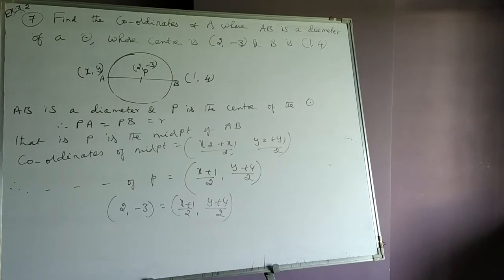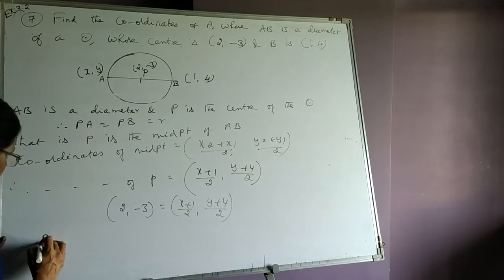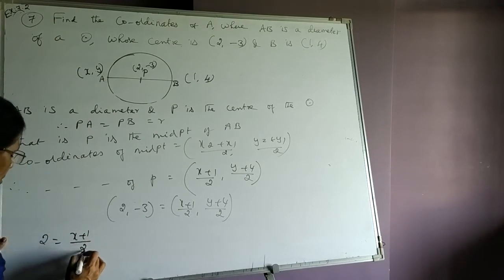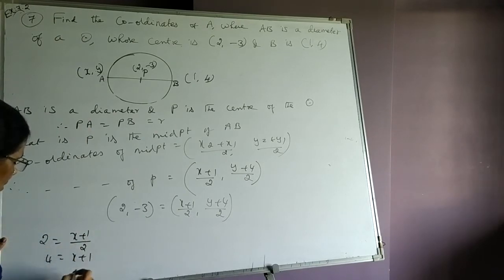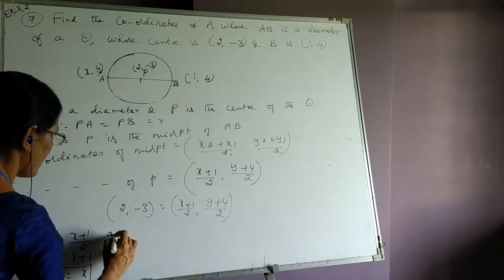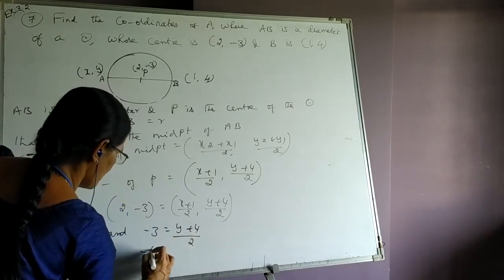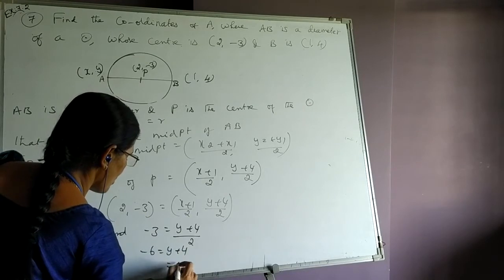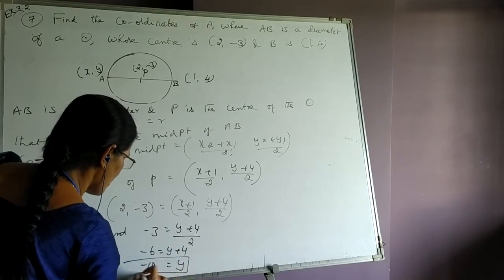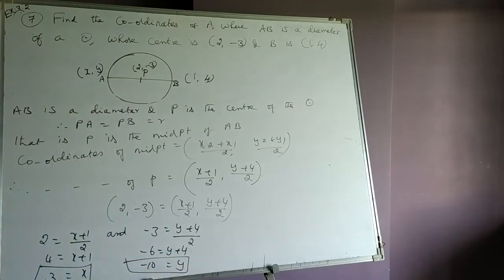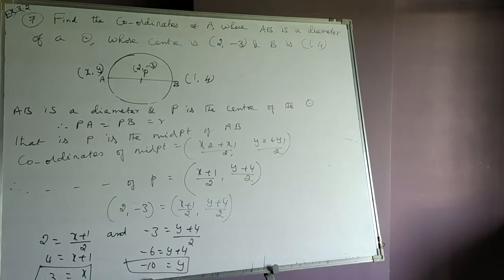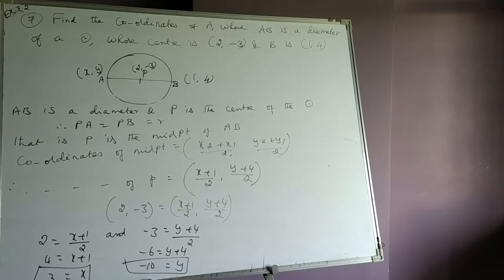Now we are going to equate 2 with x plus 1 upon 2. 2 is equal to x plus 1 upon 2. Cross multiplying, 4 equals x plus 1. Therefore, x is 4 minus 1, which is 3. And minus 3 equals y plus 4 upon 2. Minus 6 equals y plus 4. So y is equal to what? Y is equal to minus 10. So we got the values of x and y, where x is 3 and y is equal to minus 10.